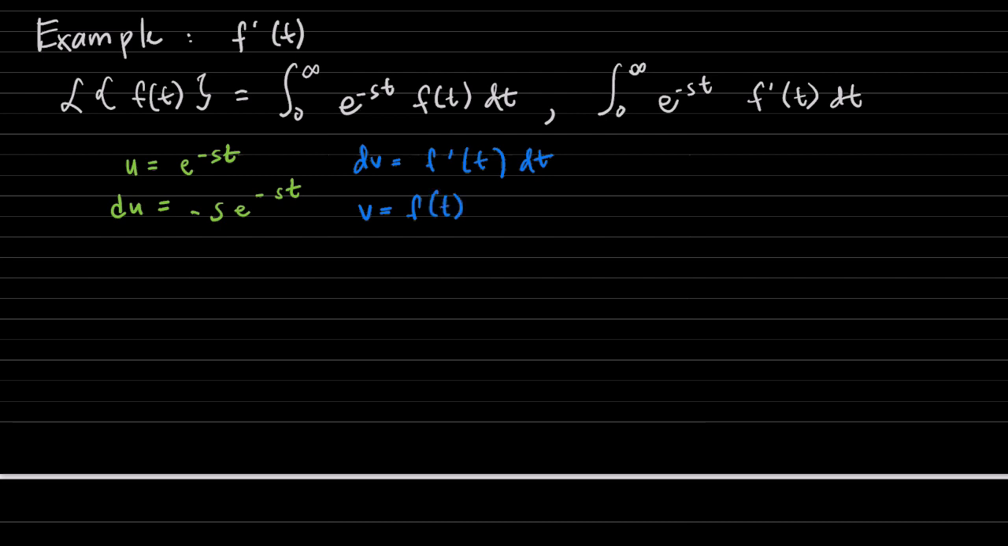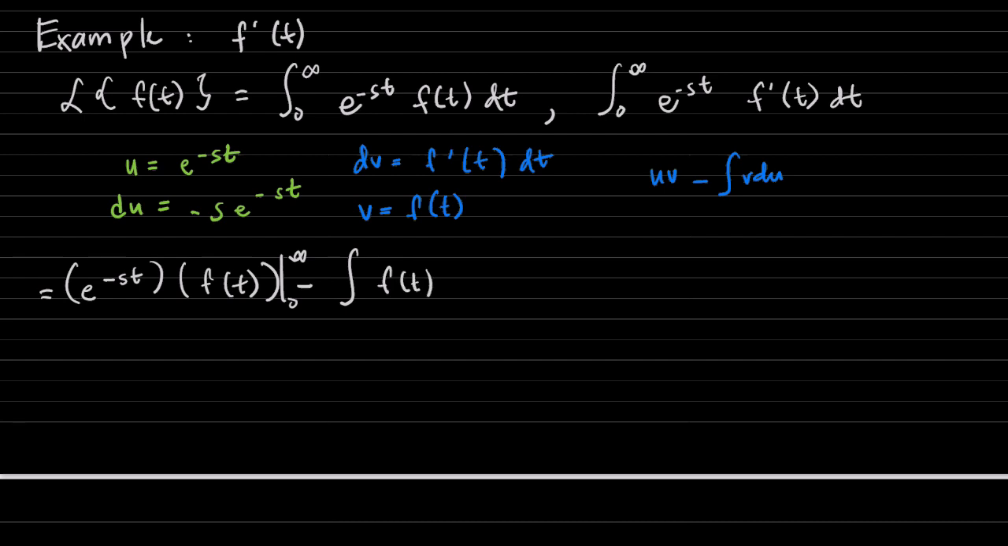Okay. So ngayon, let's use yung definition ng integration by parts, which is uv minus integration ng v du. So uv is equal to e raised to negative st times v, which is f of t, from 0 to infinity pa rin, minus the integral of v, which is f of t, du, which is negative s e raised to negative st. So nakalimutan ko ilagay ng dt dito sa ating du term. So negative s e raised to negative st dt. Again, from 0 to infinity.